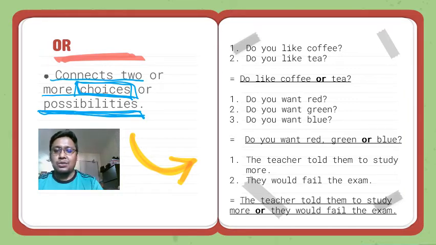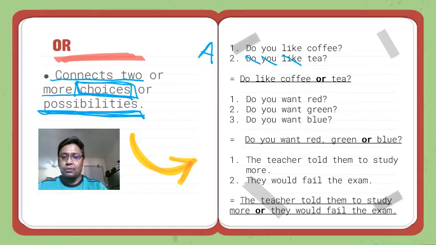So here, as you can see, do you like coffee? Do you like tea? So this one comes out in the form of a question. So example A here, you can say, do you like coffee or tea? As you can see here, the words do you like in the second sentence are omitted. This is how we do sentence connectors. We combine two different sentences into one. So, do you like coffee or tea?